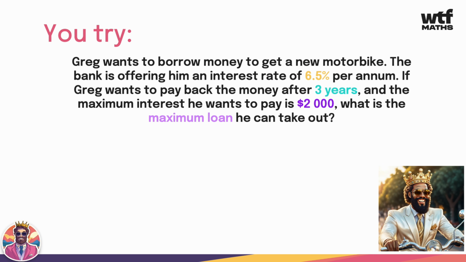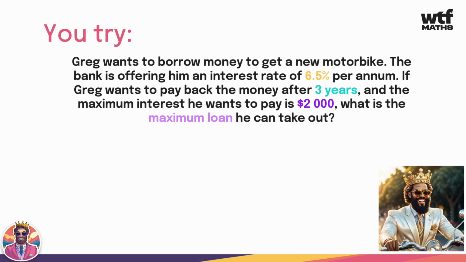Alrighty, here's a question I'd love you to try. So Greg wants to borrow money to get a new motorbike. The bank is offering him an interest rate of 6.5% per annum. If Greg wants to pay back the money after 3 years, and the maximum interest he wants to pay is $2,000, so he doesn't want to pay anything more than $2,000, what is the maximum loan he can take out?